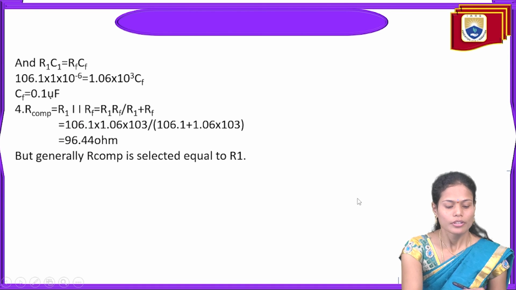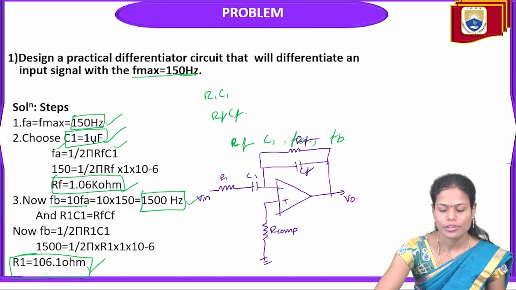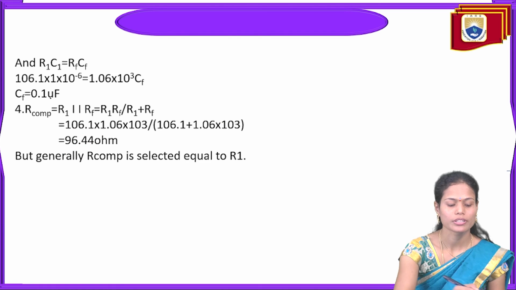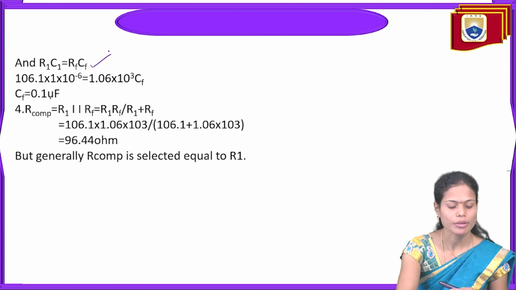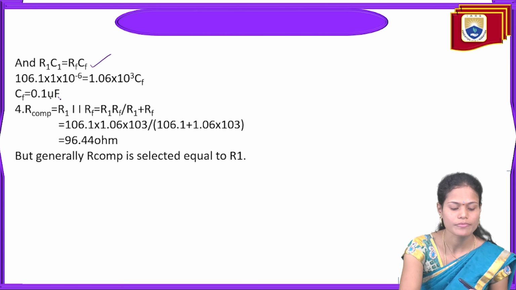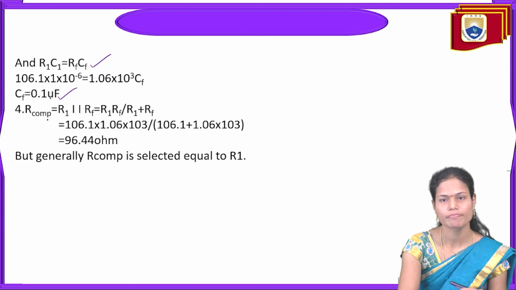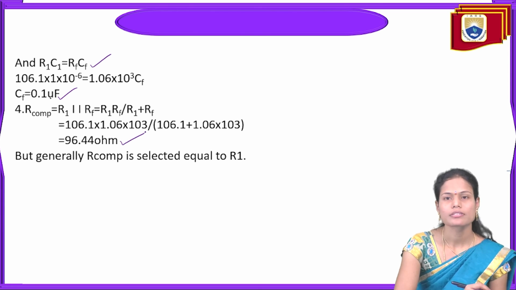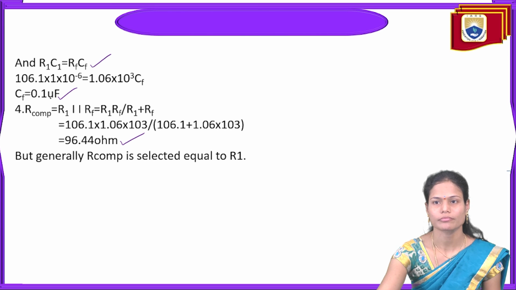To put the values on this particular circuit, I'm going for the relation R1 C1 equal to RF CF. From this we will get the value of CF also. And R compensation is a parallel combination of the R1 resistance and RF resistance, so we will get it as 96.44 ohms. Generally, this R compensation value is almost equal to the R1 value.